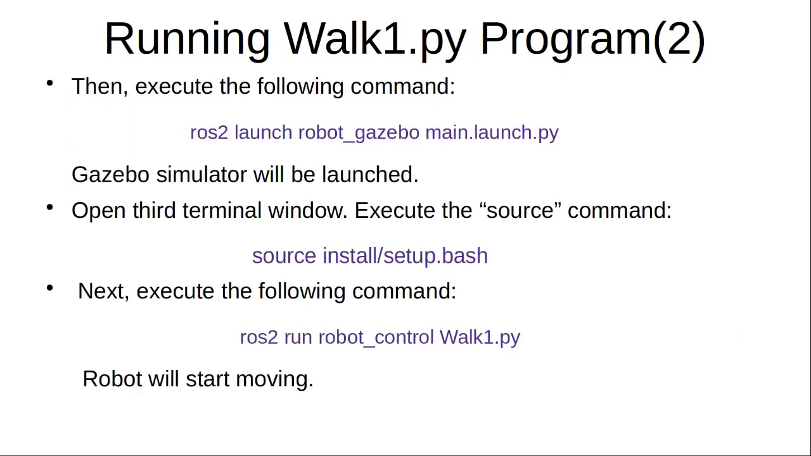Then execute the following command: ros2 launch robot_gazebo main.launch.py. Gazebo simulator will be launched. Open third terminal window, execute the source command, and then execute run command: ros2 run robot_control walk1.py. Robot will start moving.